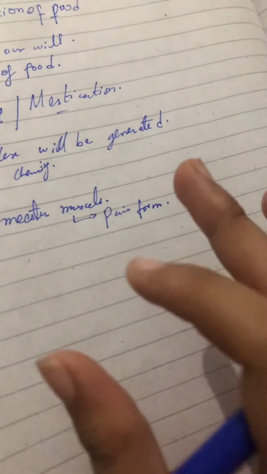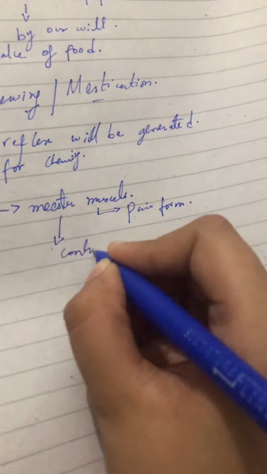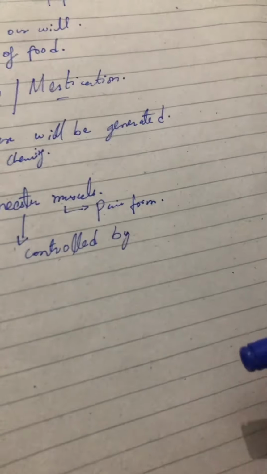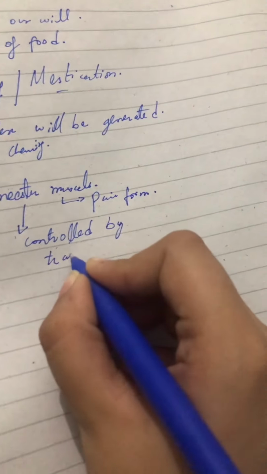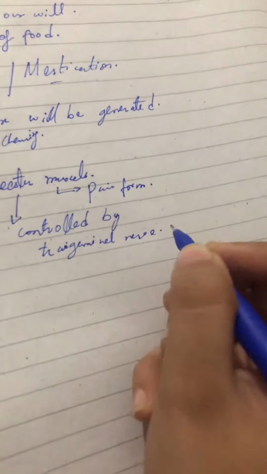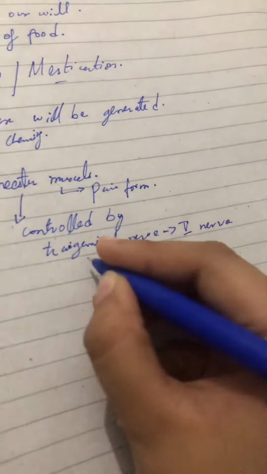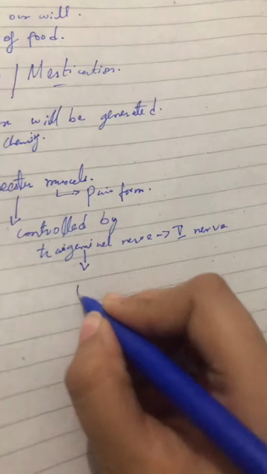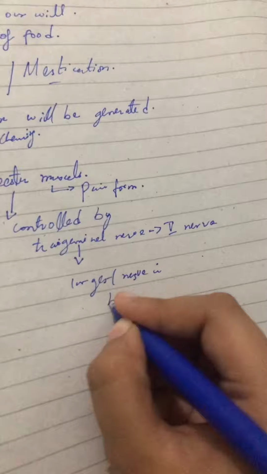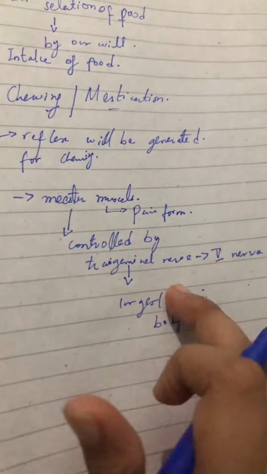These masseter muscles help in chewing, and they are controlled by the trigeminal nerve. This is the fifth nerve, and it is the largest nerve in the body. So basically, masseter muscles are controlled by the trigeminal nerve.